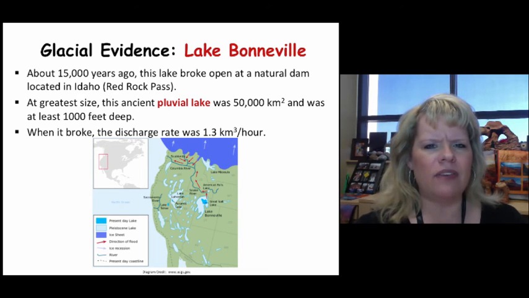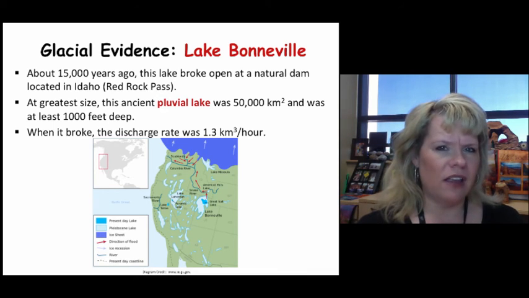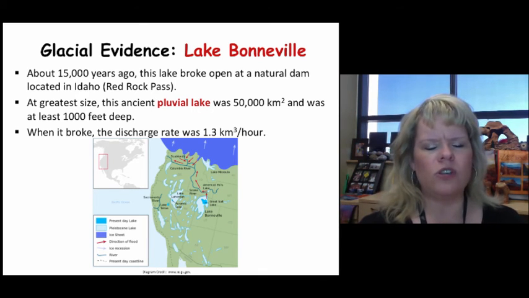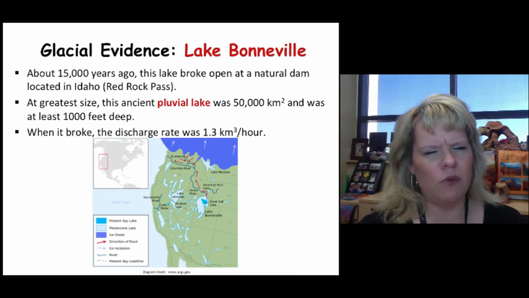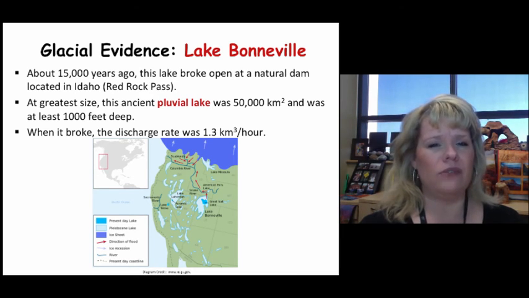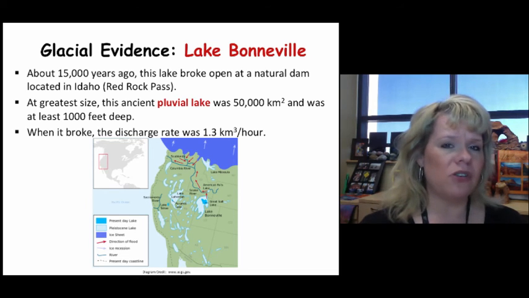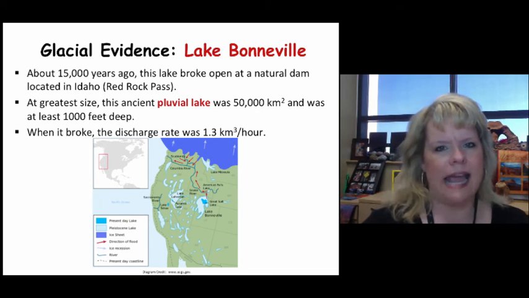keep in mind that this thing would have been discharging immediately. It'd be like a lake in your city that's dammed up by a man-made dam catastrophically failing because the dam breaks open. You could imagine the devastation that this would have caused. When it broke, it discharged at about 1.3 cubic kilometers per hour. That's pretty remarkably fast. So as the lake dried up, it left behind huge salt deposits, which is where the salt comes from in Great Salt Lake in Salt Lake City today.